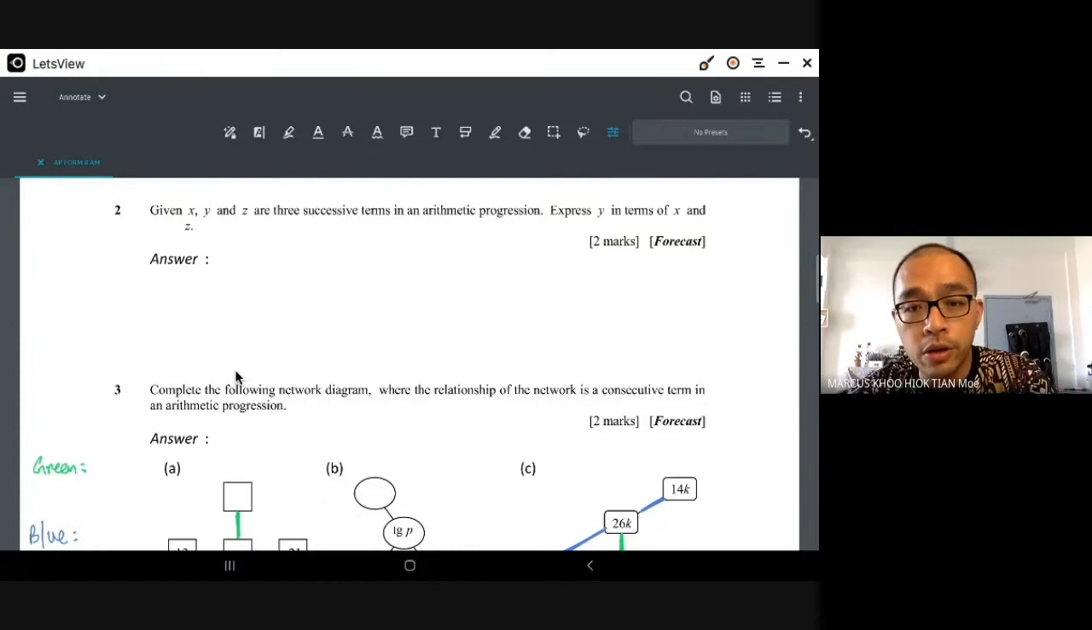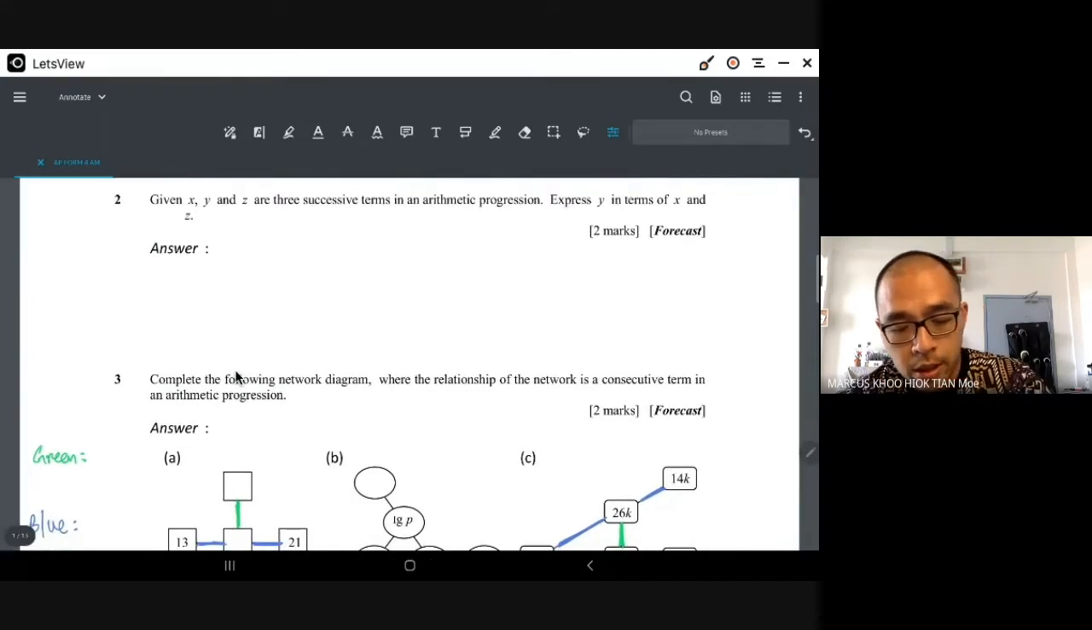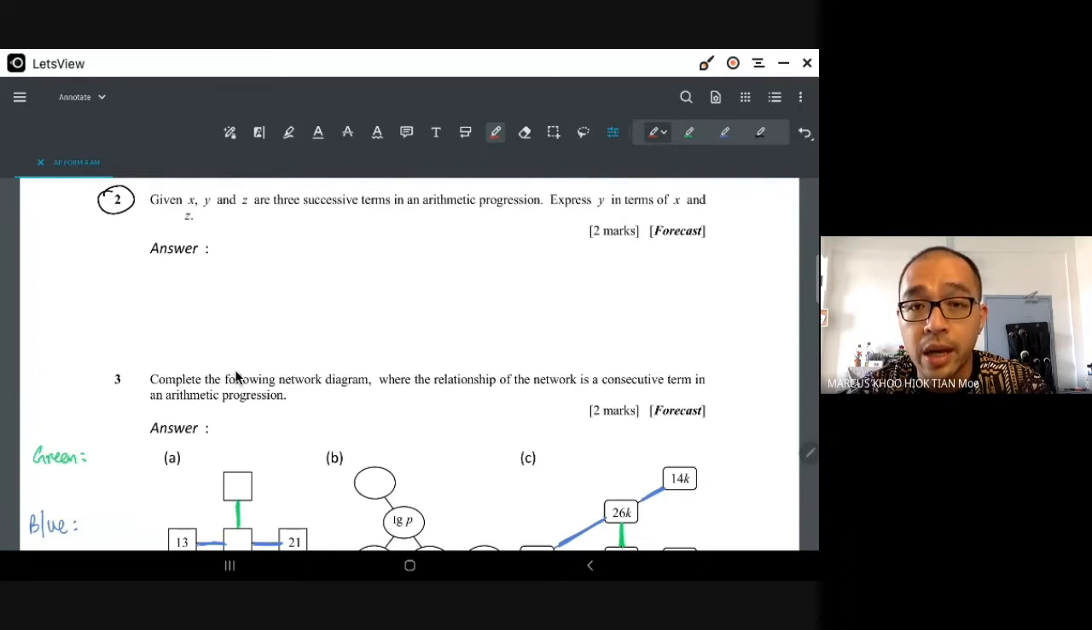Today we are going to continue to talk about arithmetic progressions. I want to start with question number 2. Did anybody manage to find the answer for this? Express y in terms of x and z.